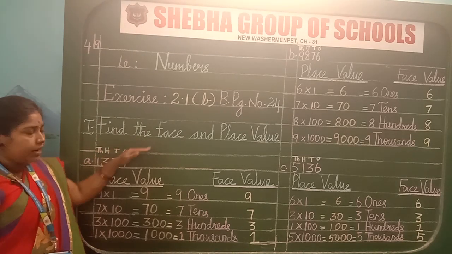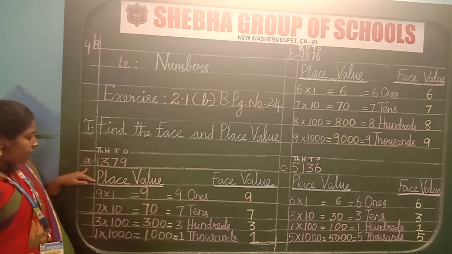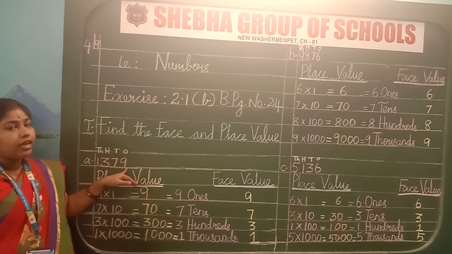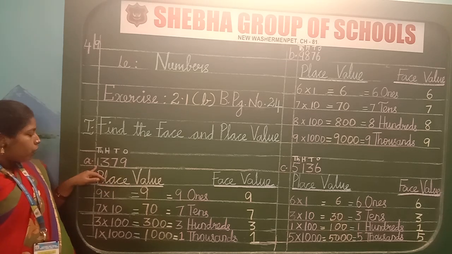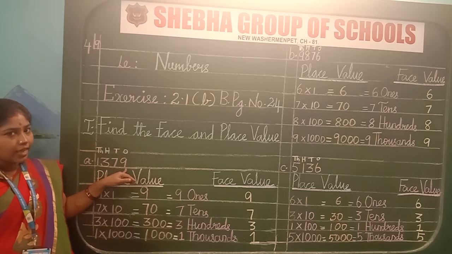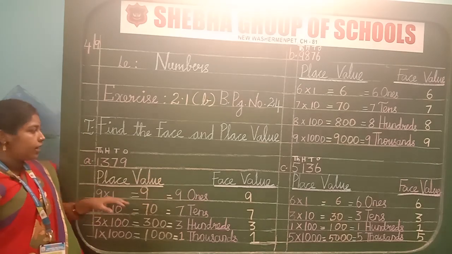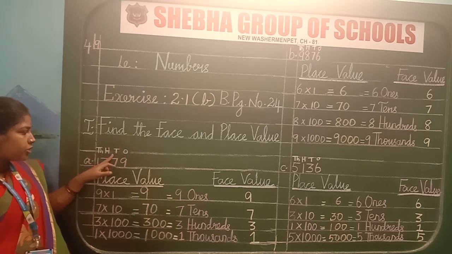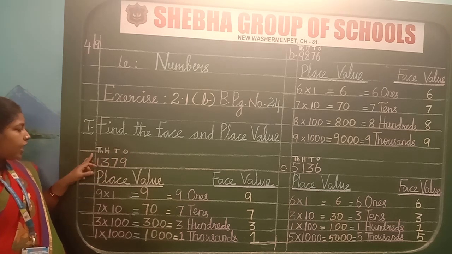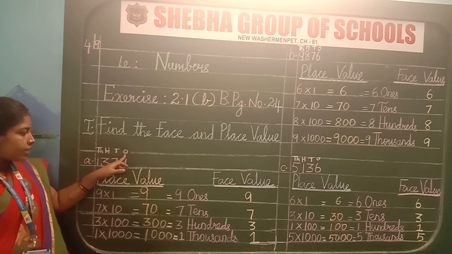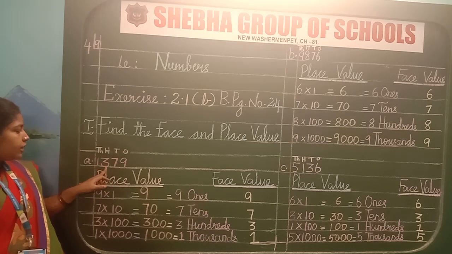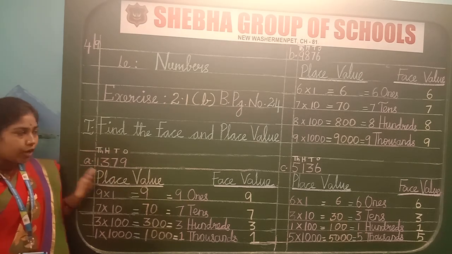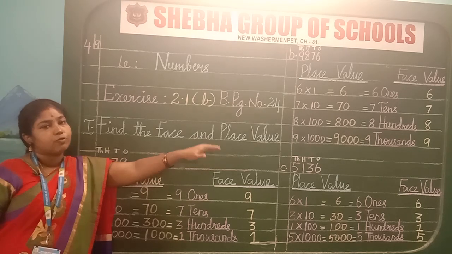Then leave one line. Write the sum as A in the margin: 1, 3, 7, 9. Write it properly, children. Leave the rest of the line and take your pencil. Mention which is ones, which is tens, which is hundreds and which is thousands. So, 9 as ones, 7 as tens, 3 as hundreds, 1 as thousands. By using this, we are going to write face and place value.